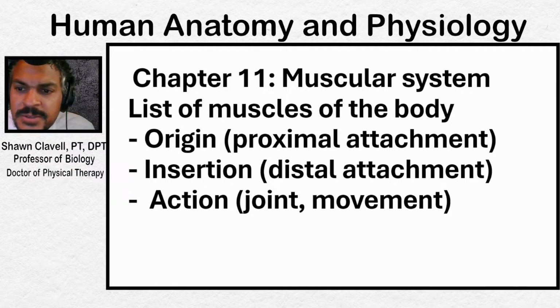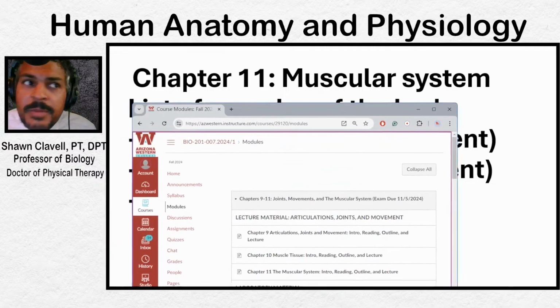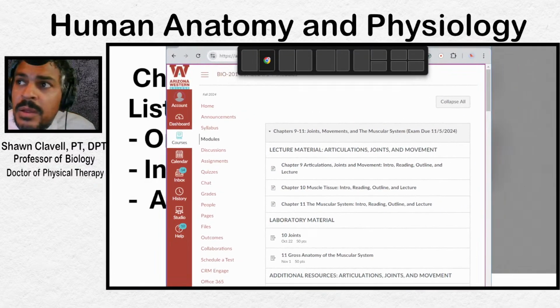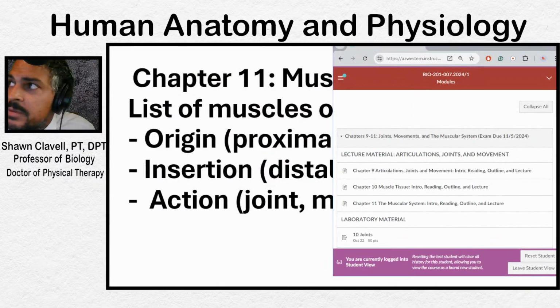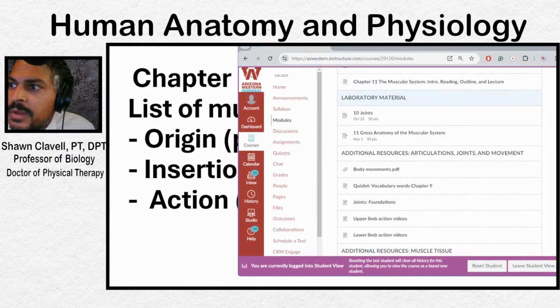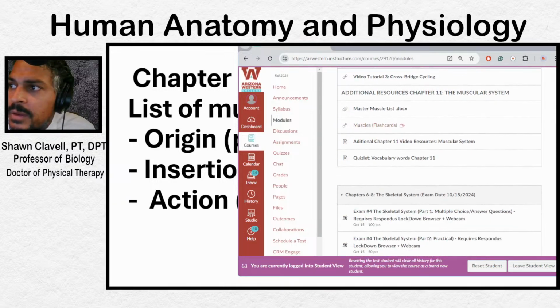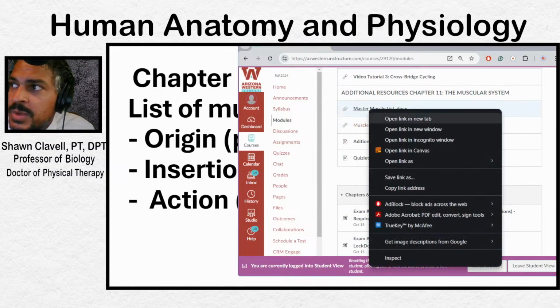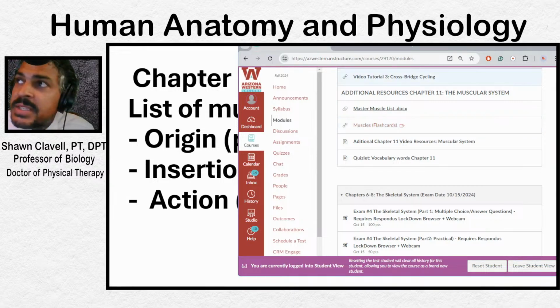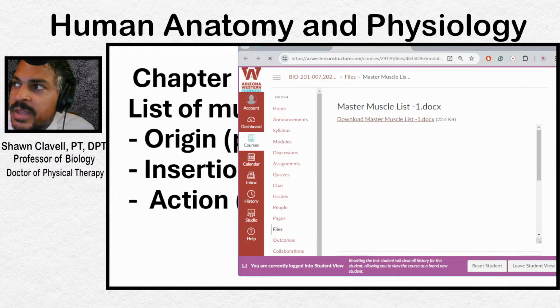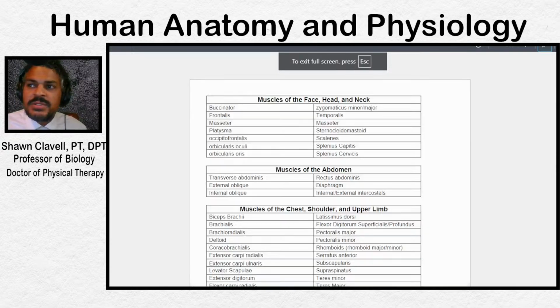The first is, give a student view here. Here it is. Okay. The first is right here, the master muscle list. So the master muscle list is all of the muscles that you'll be asked to know or identify. You can see it's right here. So that's on your Canvas. Take a look at that.